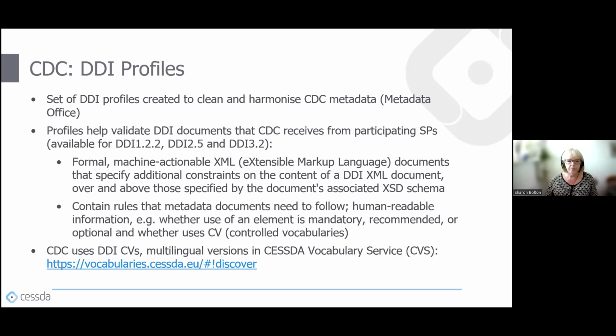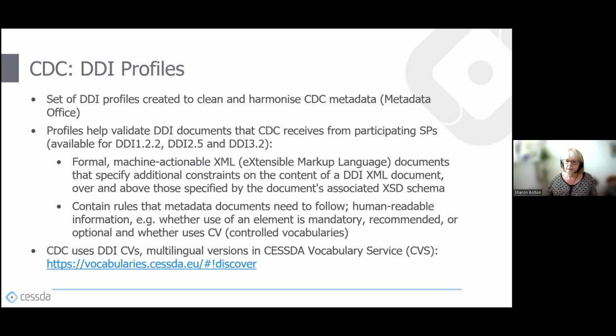These are machine-actionable XML documents, and they specify additional constraints over and above those specified in the XSD schema. Basically they contain rules that metadata documents need to follow, and they have human-readable information in them. For example, it will tell you whether the use of a DDI element is mandatory for the record, recommended or optional, and whether it uses a controlled vocabulary or not. The CESSDA Data Catalogue uses the DDI controlled vocabularies, and there are multilingual versions available in another of the CESSDA services, the CESSDA Vocabulary Service, at the URL given there.